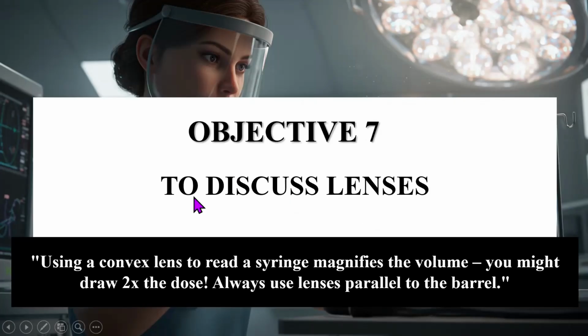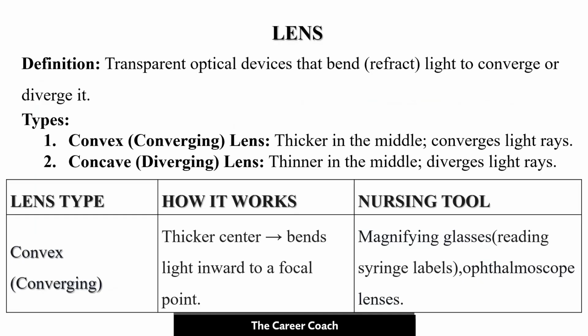Objective number 7, to discuss lenses. Using a convex lens to read a syringe magnifies the volume. You might draw 2 times the dose. Always use lenses parallel to the barrel. For those using glasses, this is a very important note.